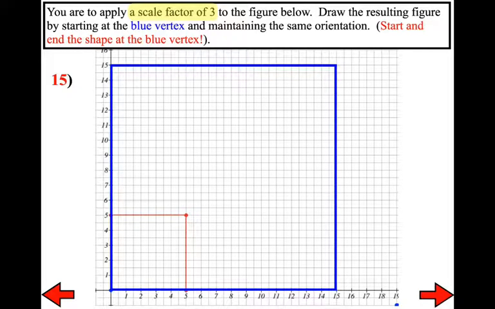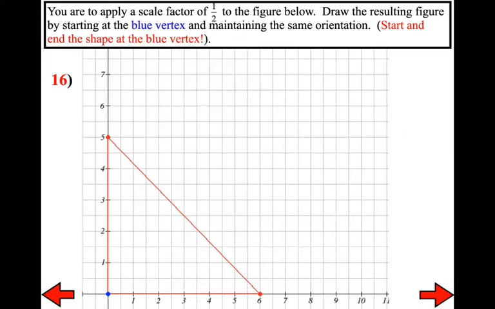All right, let's go to the next problem. Everybody read number 16, press pause, draw it, and then press play to see if you got it right or wrong. All right, so for number 16, notice that we are applying a scale factor of 1/2. That means we have to take that red triangle there and make it smaller. Why? Because the scale factor is some value between 0 and 1. 1/2 is between 0 and 1.